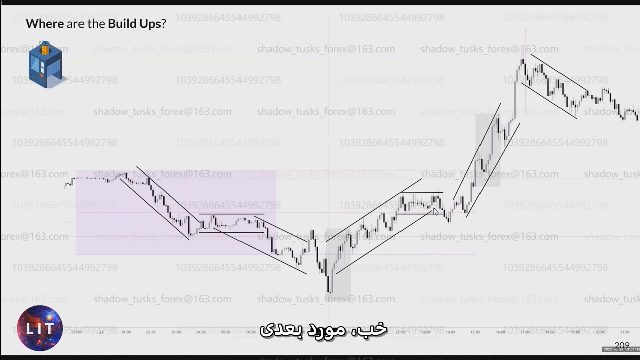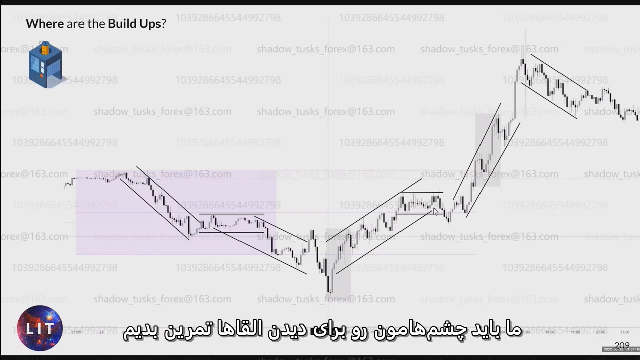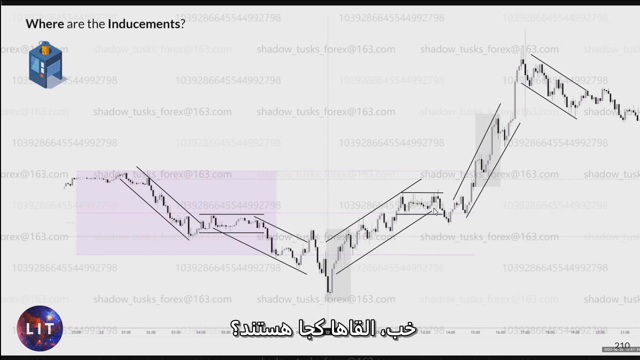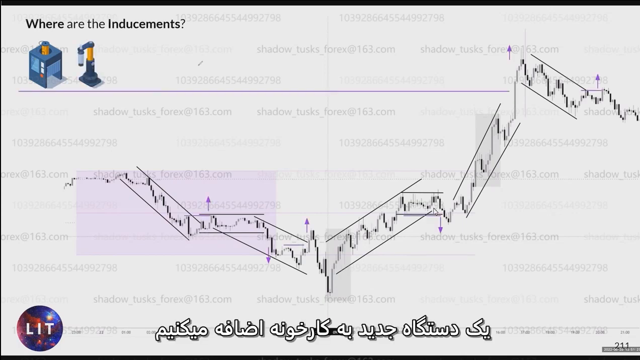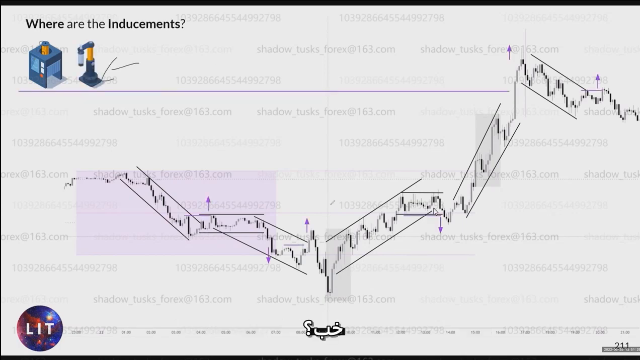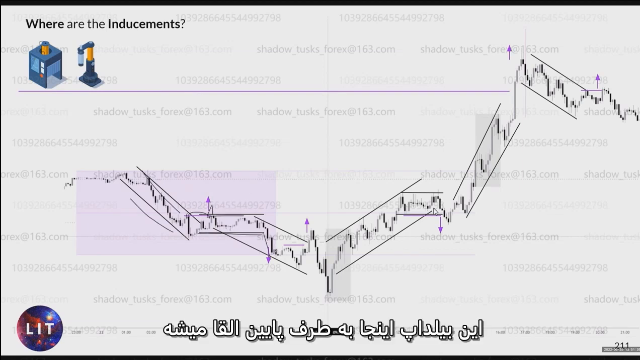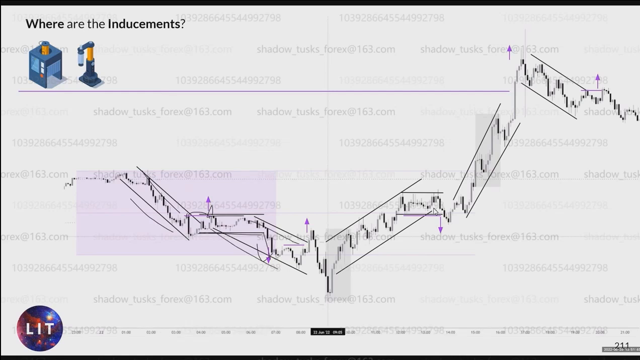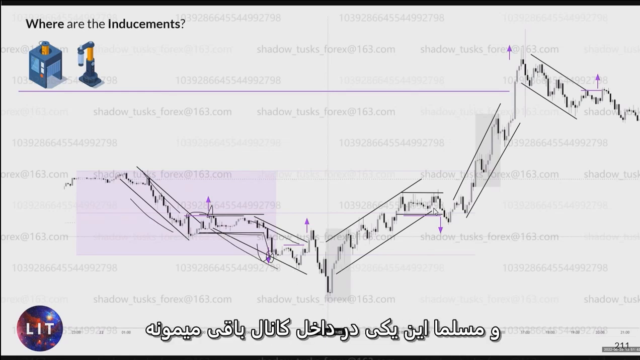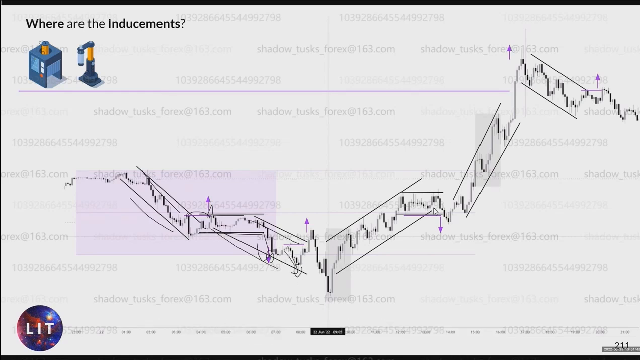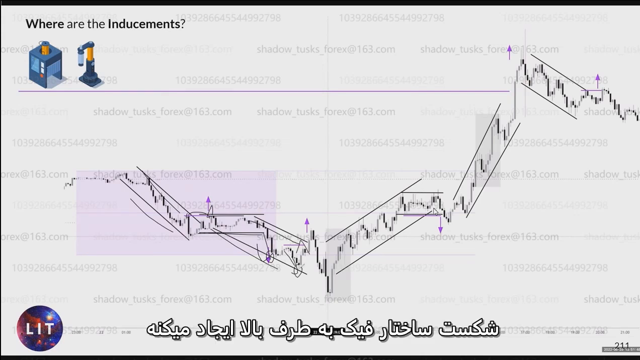Okay, so next, of course, after the build-ups, we have to train our eye for seeing the inducements. So where are the inducements? Boom, we're adding a new factory to it or a new machine to it, right? And we already can see channel build-up getting induced to the high side. That's the structure point that gets induced. This build-up in here getting induced to the low side, but also creates this new channel and is also a shallow. And of course, this one stays inside the channel, fakes the break of structure to the high side, right?